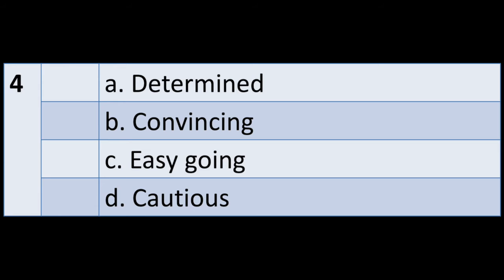Fourth box, A, determined. B, convincing. C, easygoing. D, cautious. And once again, 7, 5, 3, 1, from the one who defines you the most to the one who defines you the least.